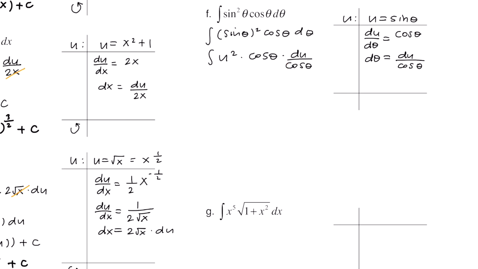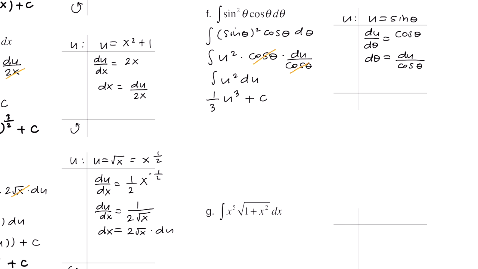And again, it worked out great because the rigged part of the problem is the same as what was generated when we took the derivative. So we can cancel these out. So now we have the integral of u squared du, and we're ready to integrate. So when we integrate, we get 1/3 u cubed plus c.